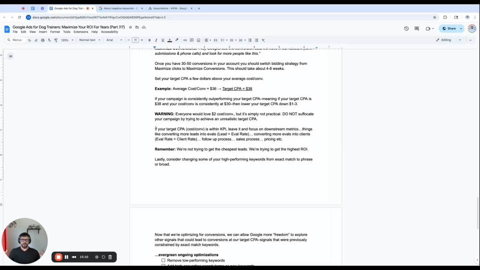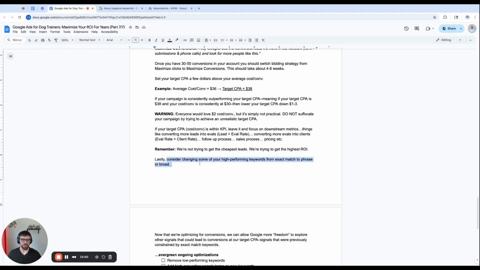So if your cost per conversion is in the range where we want it, roughly on the very low end, $20 a lead, which is really good, all the way up to even $100 a lead. If you're selling $3,000 or $4,000 programs, a $100 lead is not bad at all. And instead of trying to get your $100 leads down to 75, yes, over time you can do that with your campaign, but ideally, if you're in the range of $20 to $75 or $100 and you have $3,000 to $4,000 programs, then simply focus on the back end stuff like your lead to eval rate, your eval to client rate, your follow-up process, your sales process, and all that stuff. Remember, we're not trying to get the cheapest leads. We're trying to get the highest ROI.